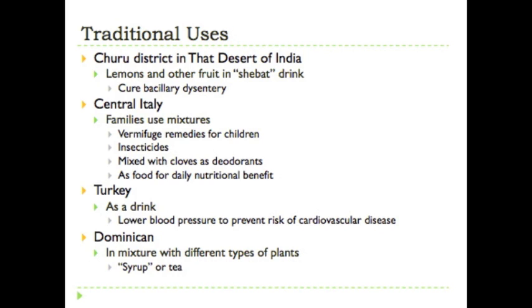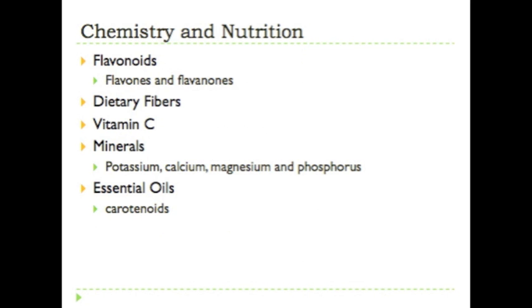Lastly, the Dominicans used lemon juice in mixtures with different types of plants depending on the reported disease. Normally, however, lemon juice was a part of syrup or tea. Although I will get more into the biology behind this later, it is important to note that lemons consist of chemicals which are important to human health.